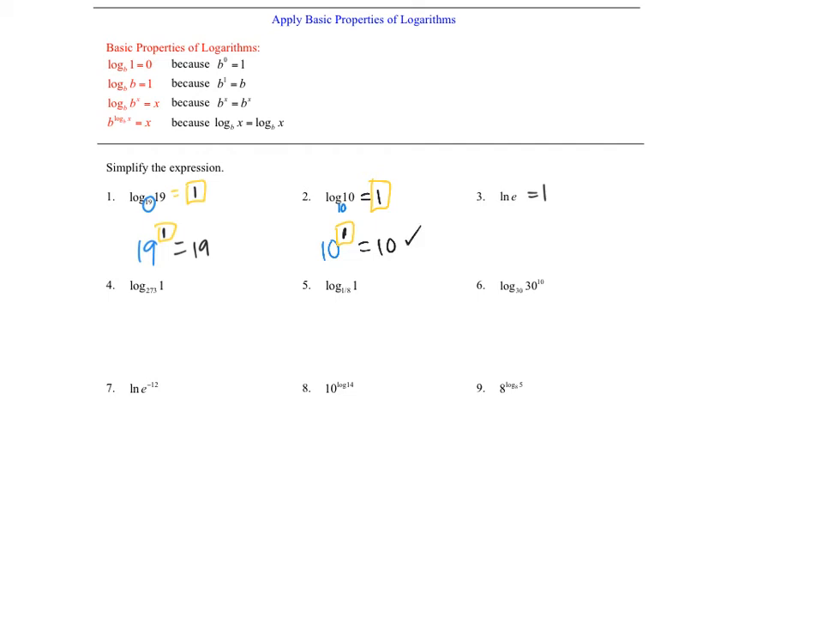And then we've got natural log of e is also equal to 1, because what natural log means is log base e. All right, so if we're taking log base e of e, that is equal to 1, because we have e to the first power is equal to e. All right, so that is based on that second property there.